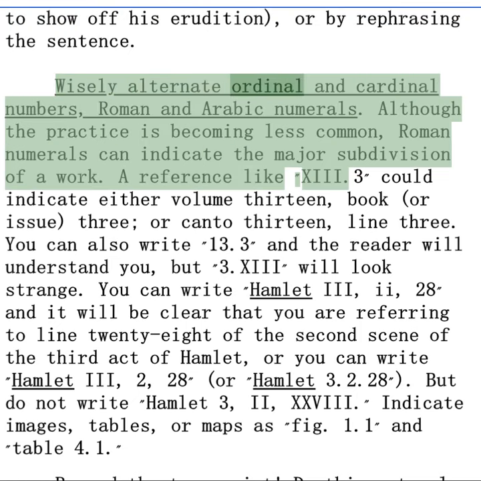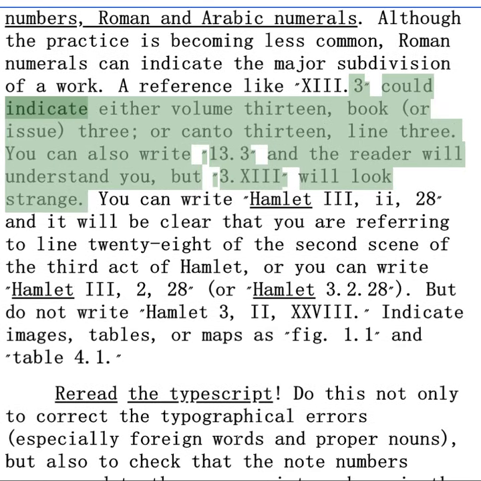Wisely alternate ordinal and cardinal numbers, Roman and Arabic numerals. Although the practice is becoming less common, Roman numerals can indicate the major subdivision of a work. A reference like 13.3 could indicate either Volume 13, Book 3, or Canto 13, Line 3. You can also write 13.3 and the reader will understand you, but 3.13 will look strange.